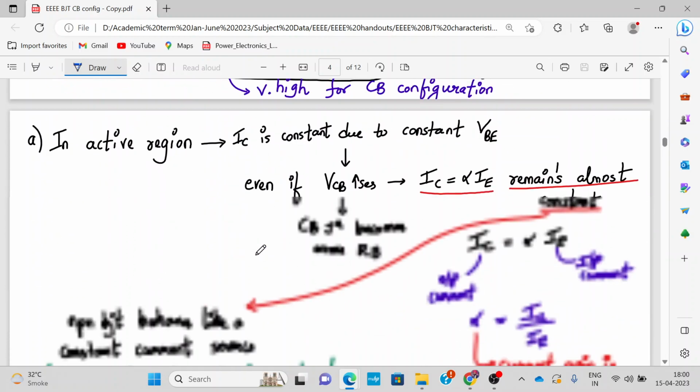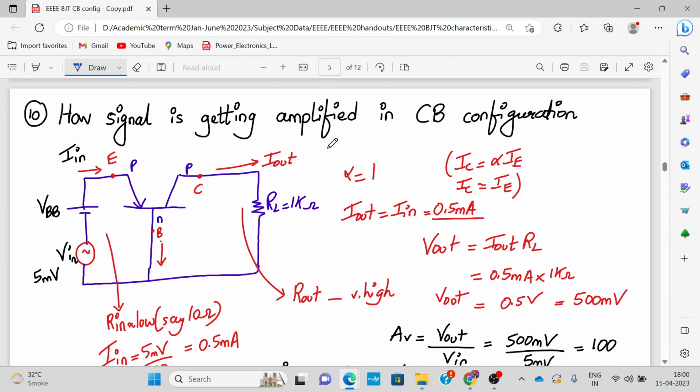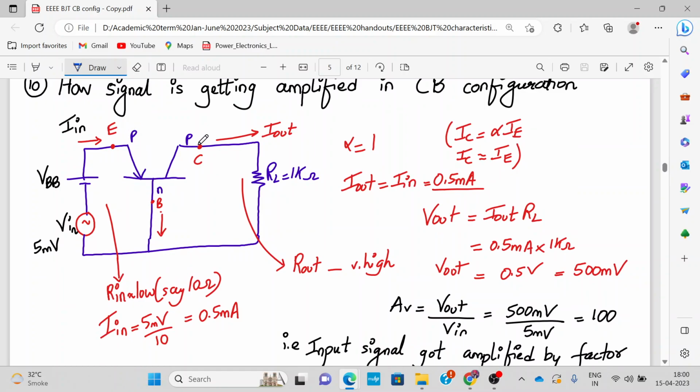All right. Now let us observe the last one over here. How is signal getting amplified in a common base configuration? Let us try to understand it. So we have drawn a PNP transistor configuration. Remember, we can draw NPN or a PNP. So let's consider a PNP configuration over here.